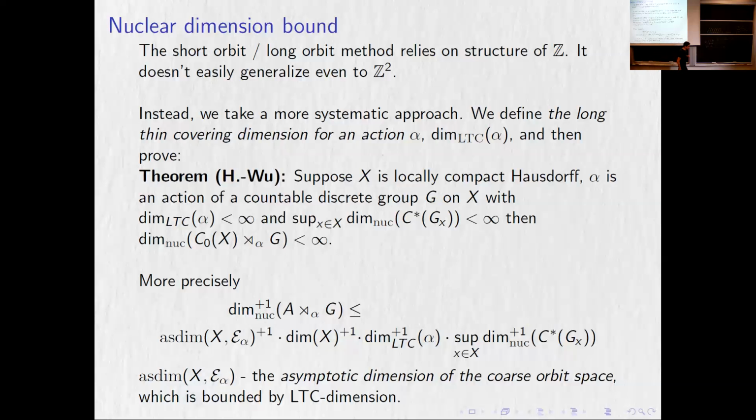you see the definition. If we have a group acting trivially on a point, this dimension will be finite, but the group C-star algebra would appear. So you have to have that part of the assumption, and then the crossed product has finite nuclear dimension.